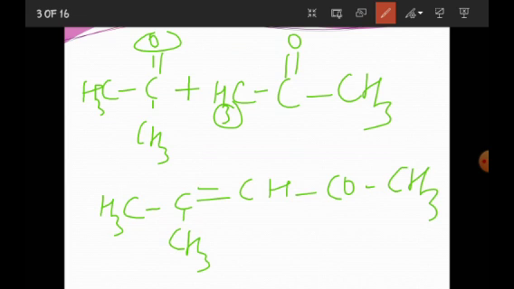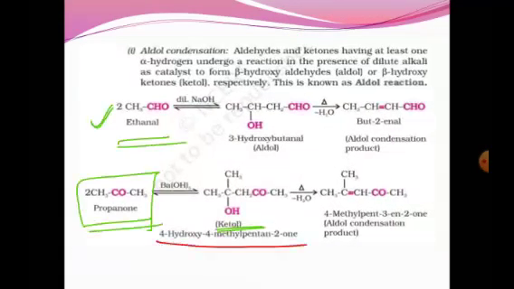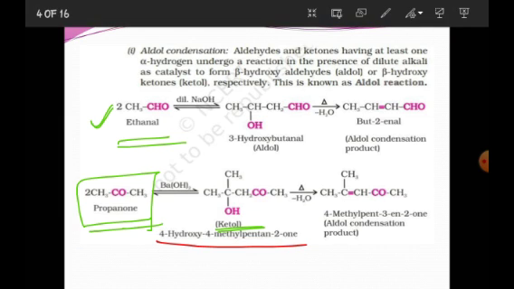So I hope the trick is clear to you. Right children? So let us move on further. So this is the final product. This is the same as I discussed with you. This is the final product and I have made it in the previous slide.